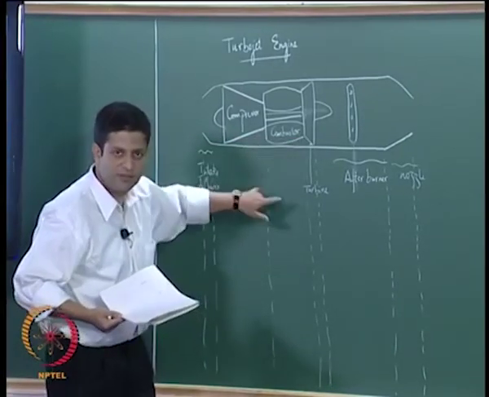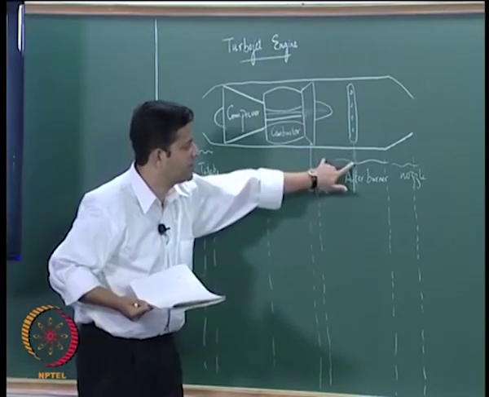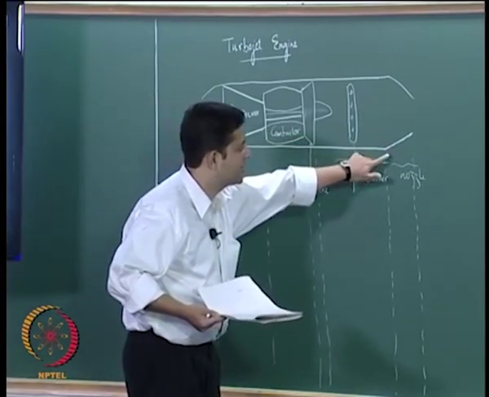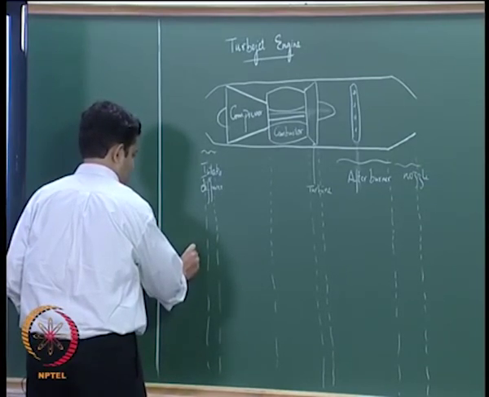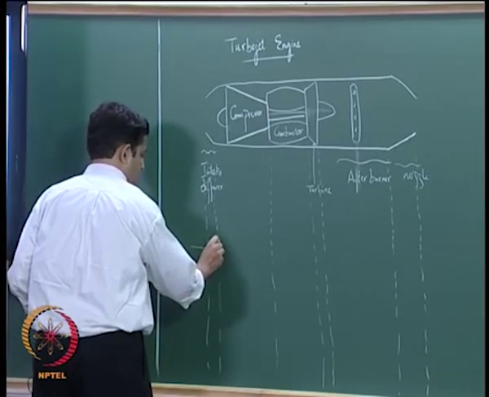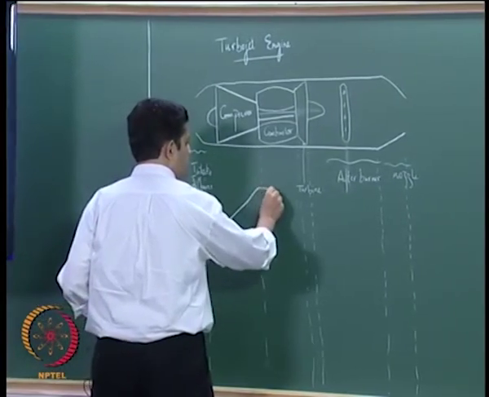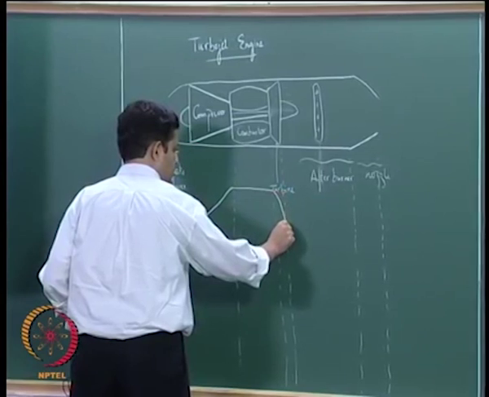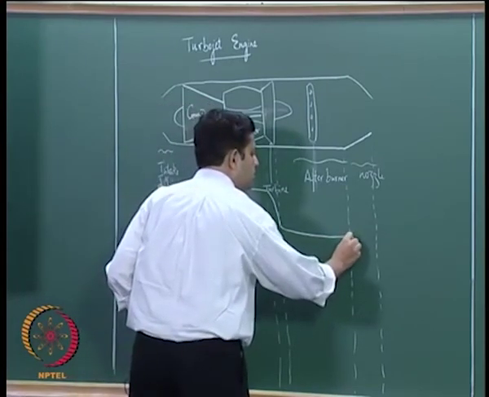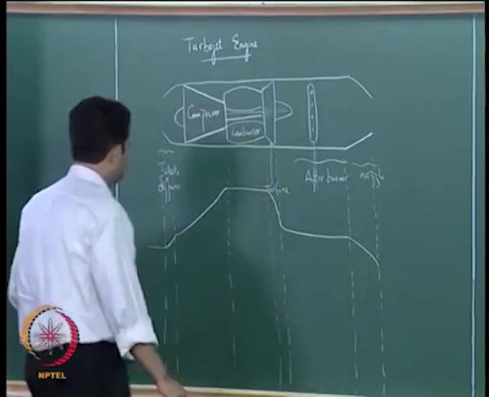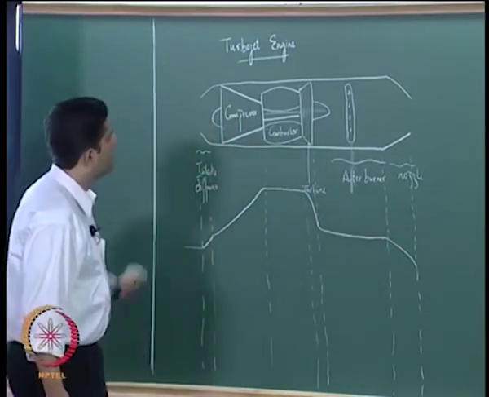In the combustor, it is a constant pressure process, and again you have the turbine where the pressure drops, and then in the afterburner, which is nothing but a second combustor, pressure is again constant, and in the nozzle the pressure drops. Let us look at how the line goes. This is how the pressure varies as a function of the length of the turbojet engine.